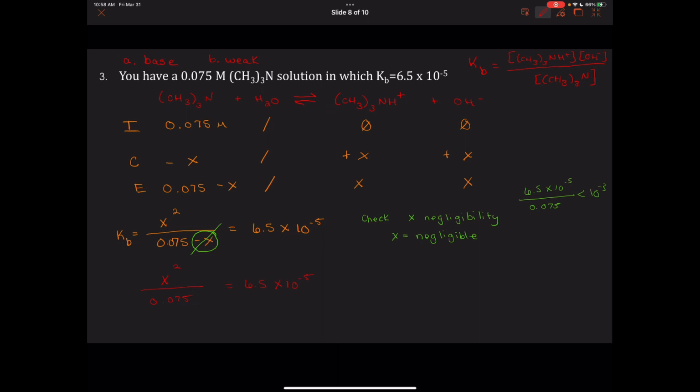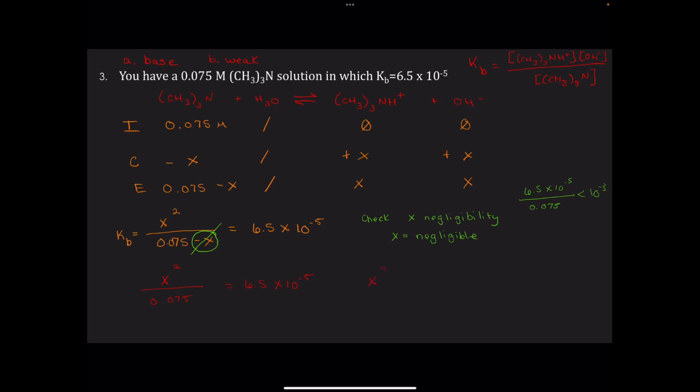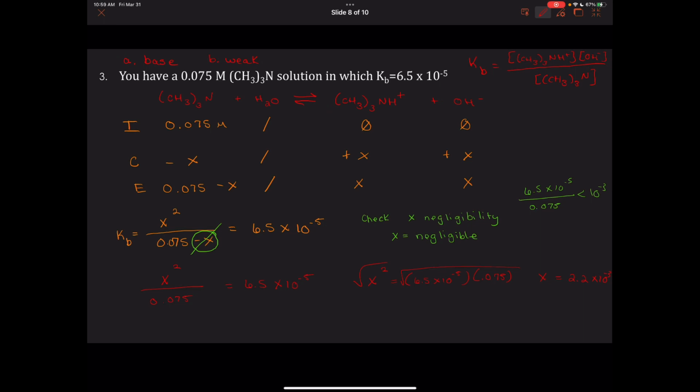So again, I've got something that is much more easily rearranged. So anytime we're dealing with these weak substances, these small k's, we're going to check to see if X is negligible. It's not always, that's why we've got to check. But we can rearrange this. And we're going to find our X is 2.2 times 10 to the negative third. So we take that X, we plug it back into our ice table.